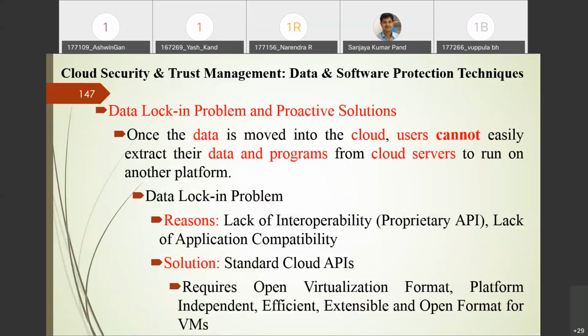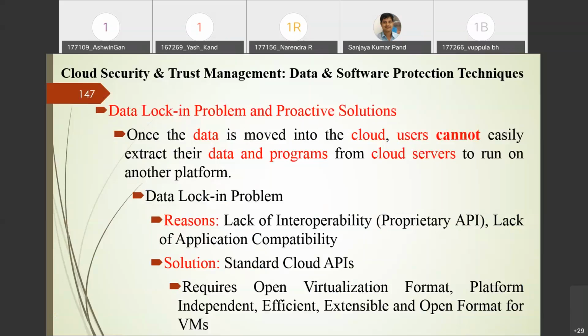There is another issue that we already discussed. Again, I want to discuss it in this particular slide, that is called the data locking problem. Data locking problem means you are relying on one cloud service provider, so your data is available with that provider. But at a later point of time, you decide to move from one cloud service provider to another. Unfortunately, what is the problem? The data locking problem is the main problem. What is the data locking problem in this case?